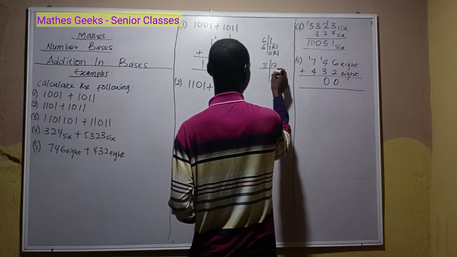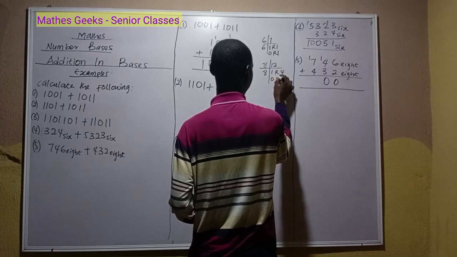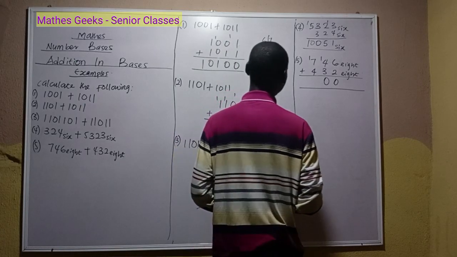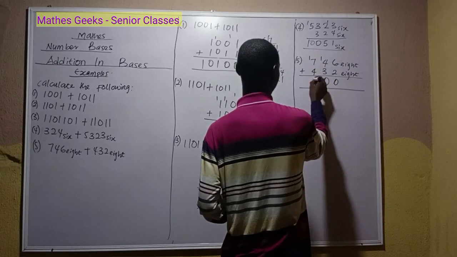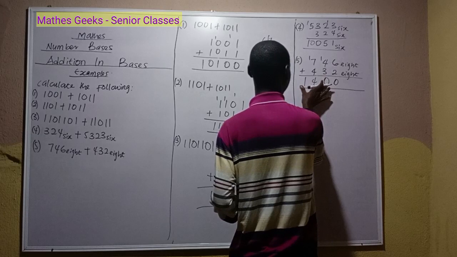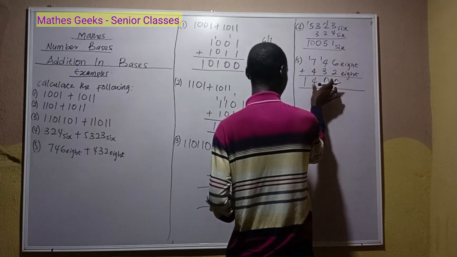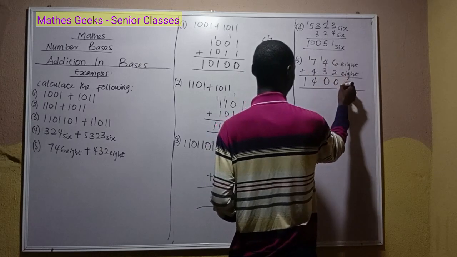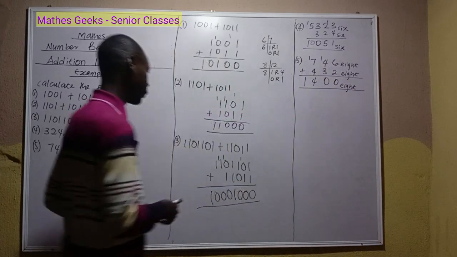8 into 12 is 1, remainder 4. 8 into 1, 0, remainder 1. So 12 in base 8 is 14. Since we don't have another number here, we're going to write down 14. So this is the result of this addition in base 8. Right. So that's your answer.